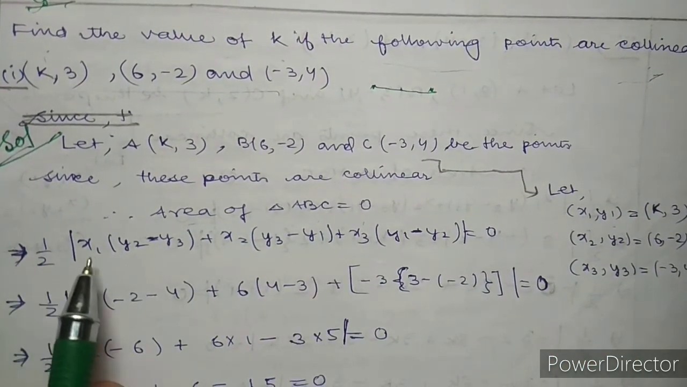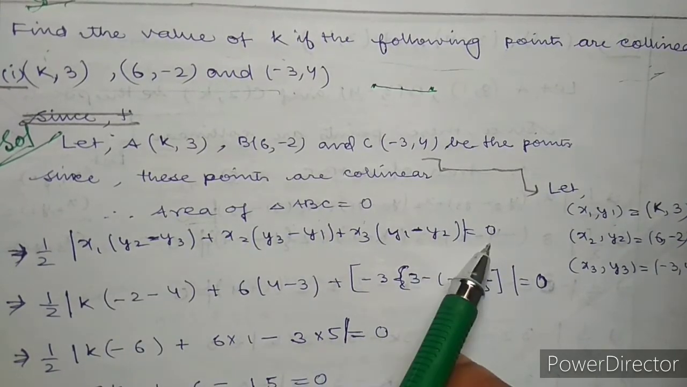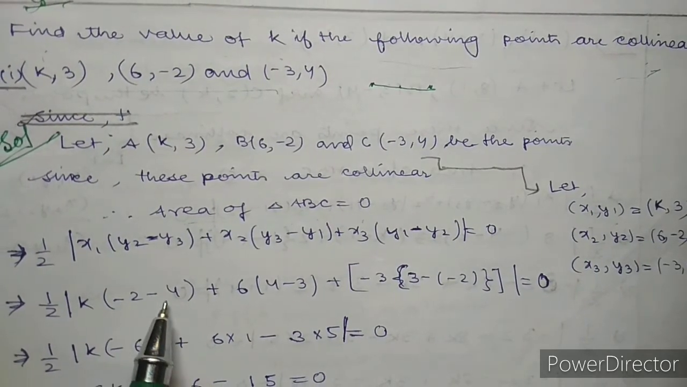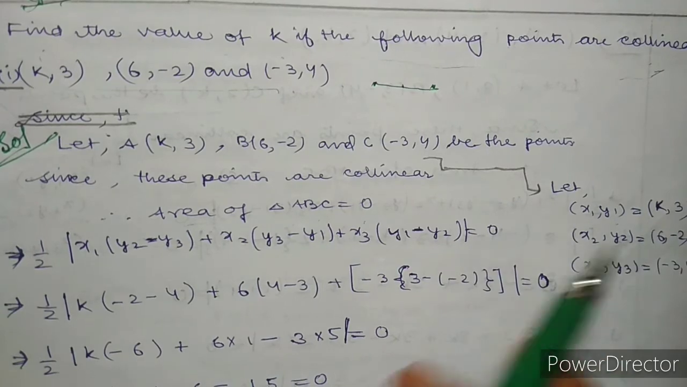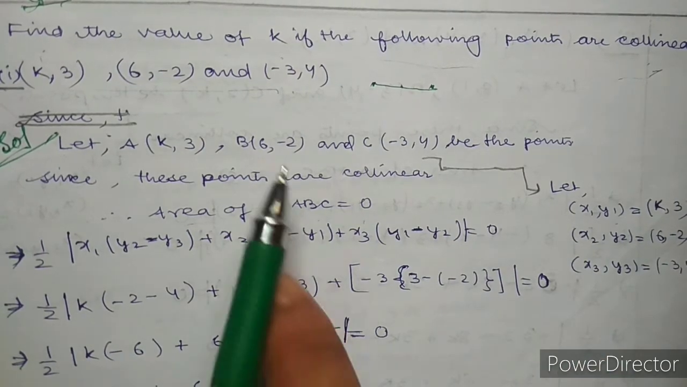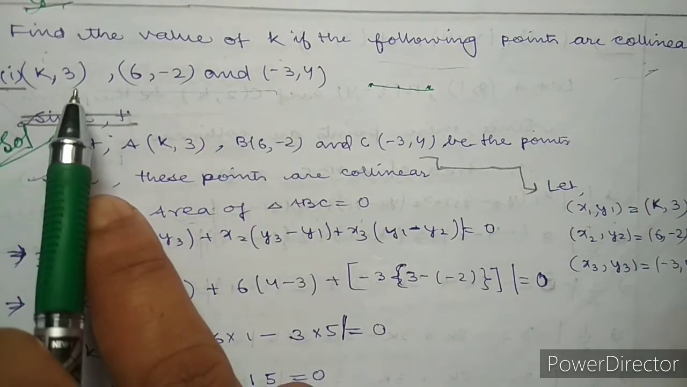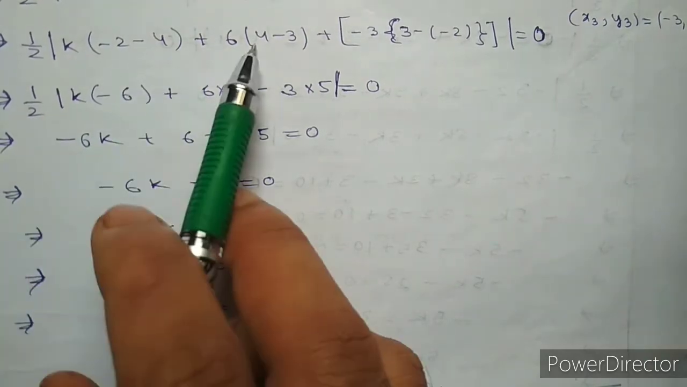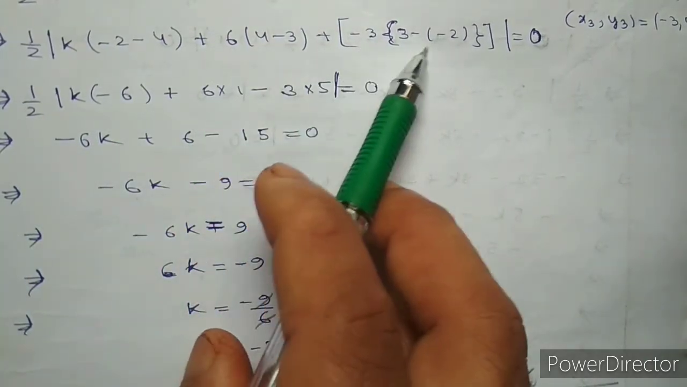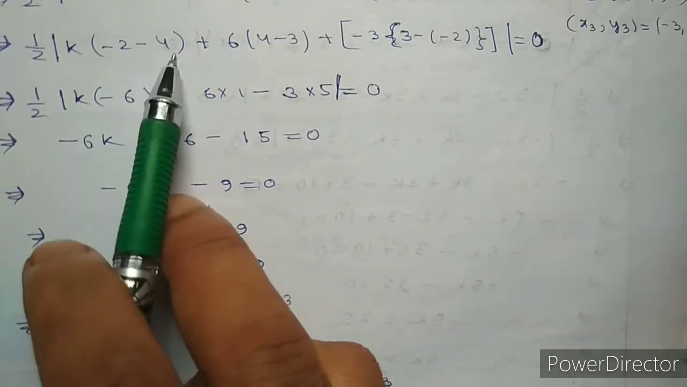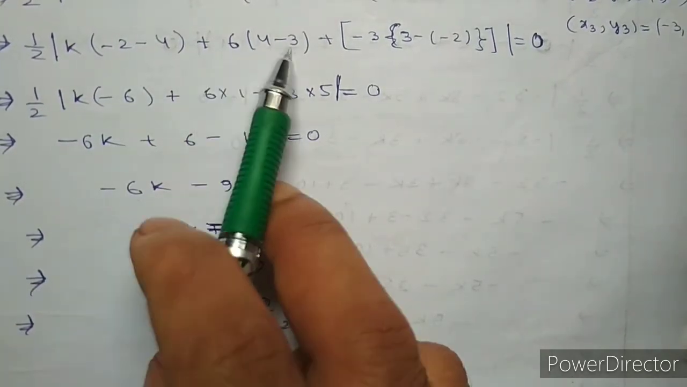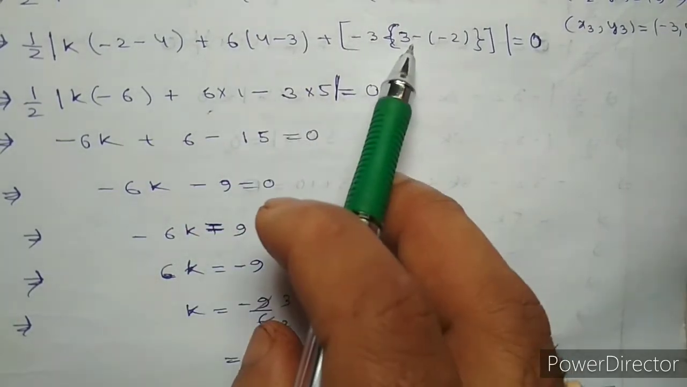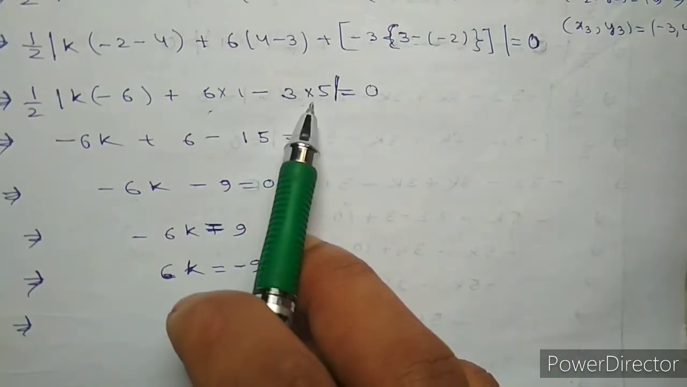We know the formula, half x1, y2 minus y3. Just write the formula, put the values. Okay. Now half k minus 2 minus 4, x2 is how much? 6. So 6, 4 minus 3, x3 is minus 3, then x1, y1 minus y2. From here you get half k minus 2 minus 4, 6, 4 minus 3 plus 3, 3 minus 2. Half k minus 2 minus 4 is minus 6, 4 minus 3 is 1, 6 times 1 is just 6, minus plus minus, I can write. This 3 I have written here, minus plus 3 plus 2, 5 equals 0.